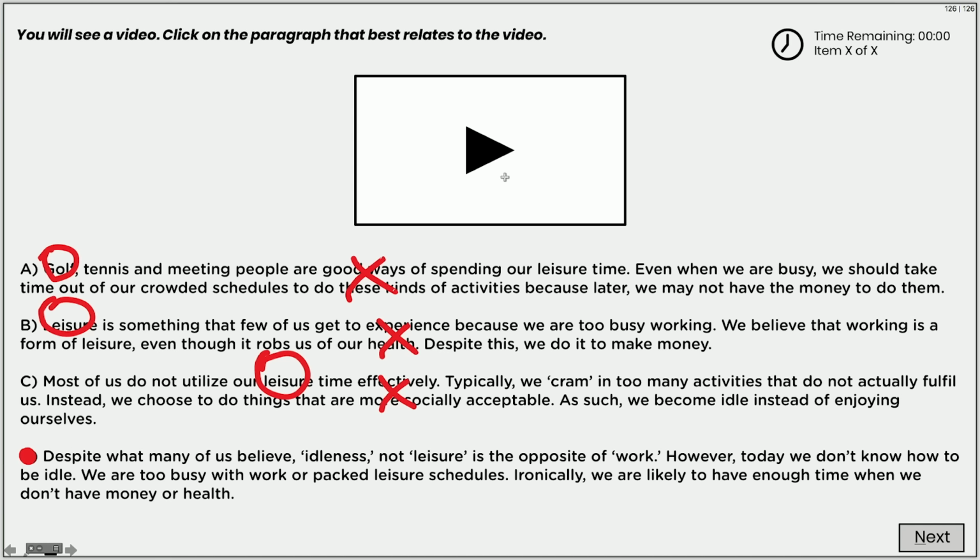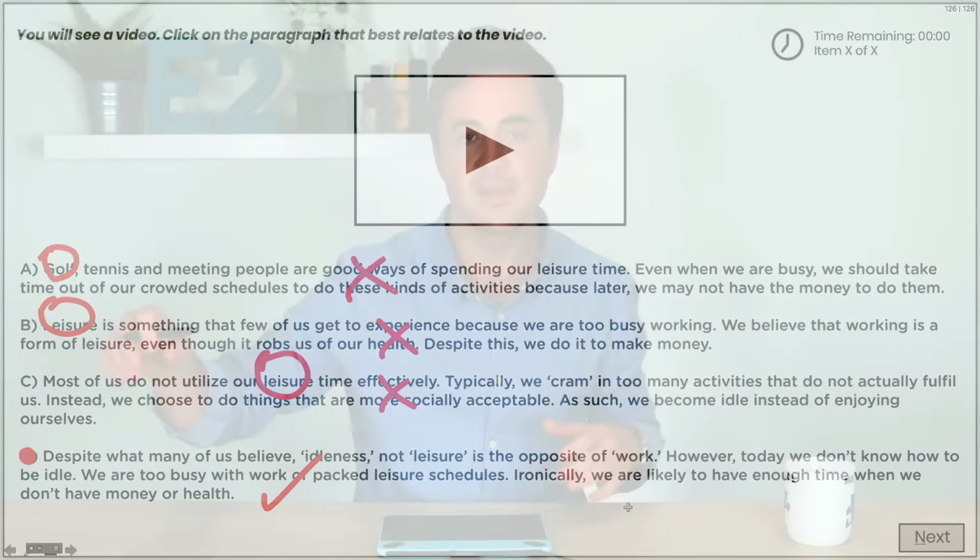Basically, what the person said here was that despite what many of us believe, idleness, not leisure, is the opposite of work. However, today we don't know how to be idle. We are too busy with work or packed leisure schedules. Ironically, we are likely to have enough time when we don't have money or wealth. That was what was said in essence, or in short. Cool. Let's do the next one. Stay with me.